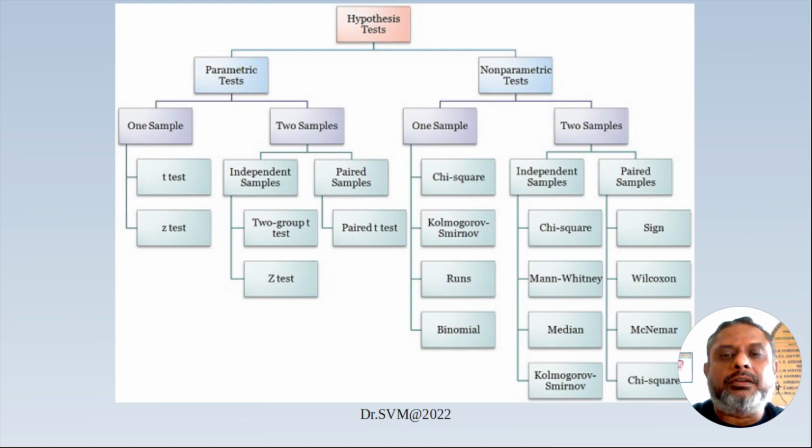On the non-parametric side, for one sample, it may be chi-square, KS, runs, or binomial. When it comes to two samples, if you have independent samples, then it can be chi-square, Mann-Whitney, median, KS method. If you have paired samples, then sign, Wilcoxon, McNemar, all these are available. Okay, that's the basics of the various possible tests.